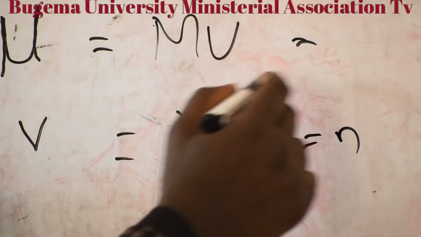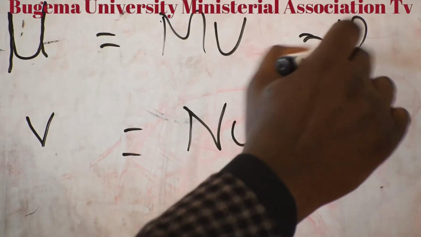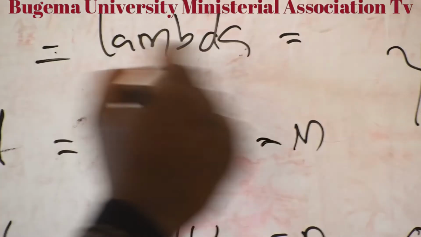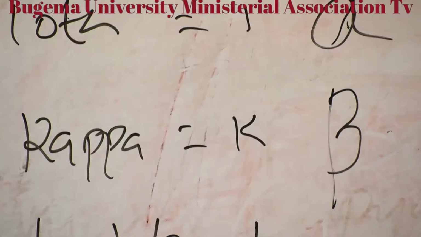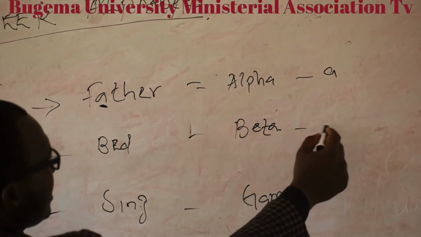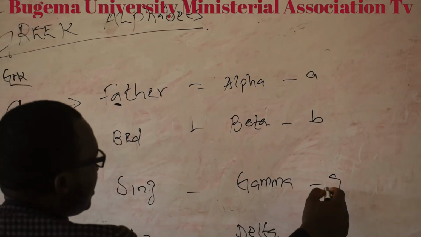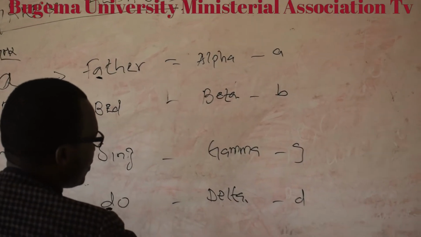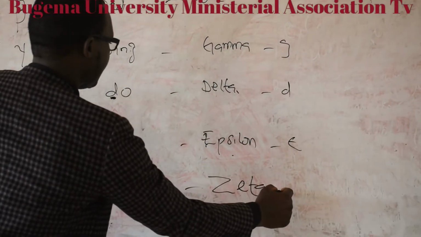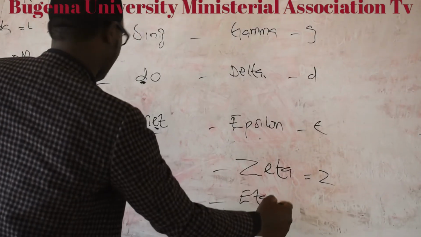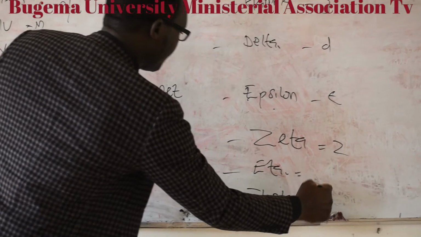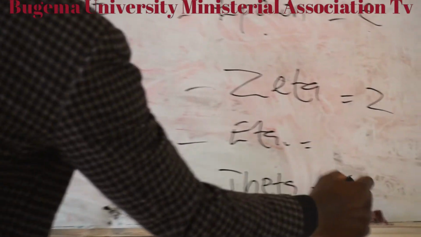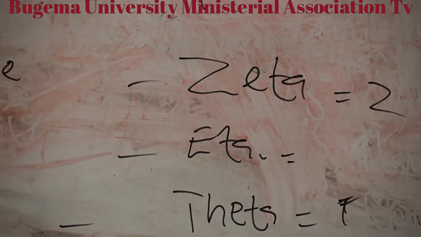This one is an equivalent letter in English as M. This one is an equivalent in English as L. This one is K. This one is I. We come here, we see this one equivalent of English as R. This one as B. This one as G. This one as D. This one as E. This one as Z. This one as it's also an E, but a longer E. This one as a theta. Theta is like a T probably. We shall see.